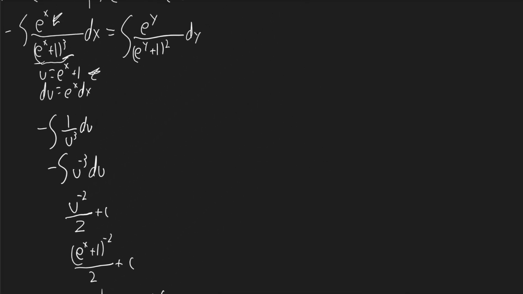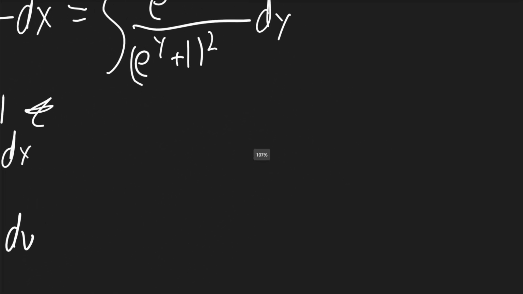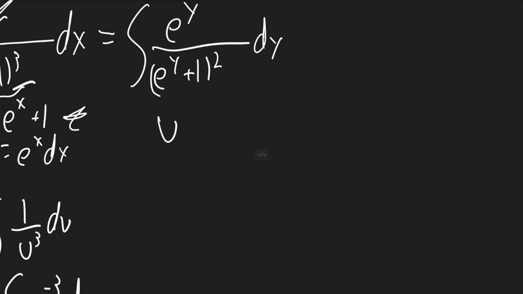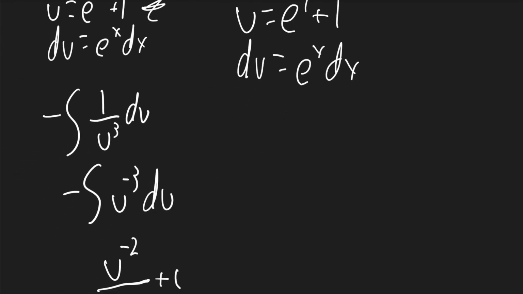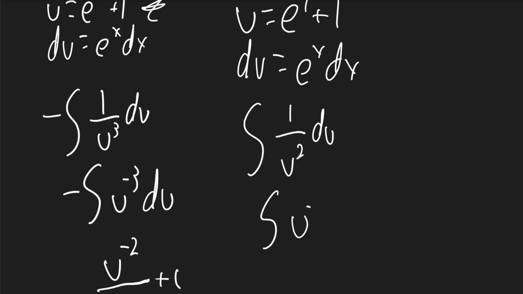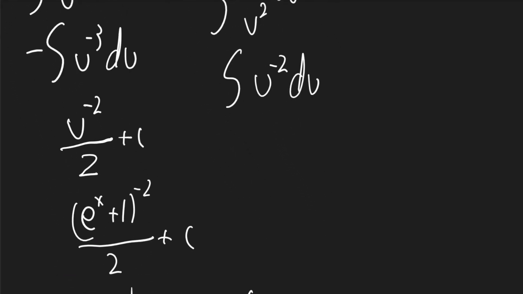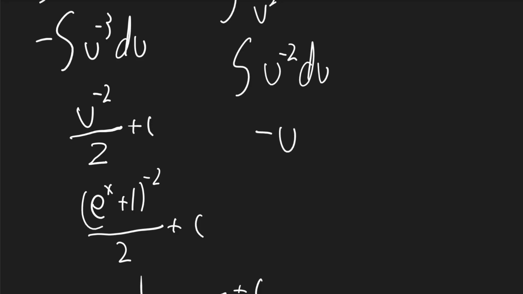Now I can move over and do the right side. It's the same process. It's going to be u-sub. In this case, u is going to be e^y + 1. du is going to be e^y dy. So the integral will be 1 over u^2 du. This will be u^(-2) du, which will be negative u^(-1) plus c.